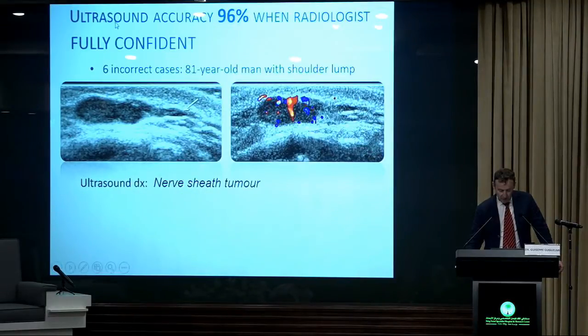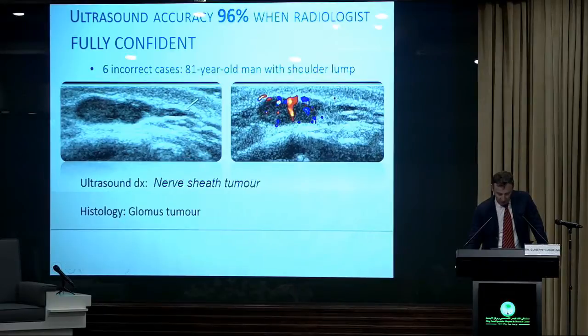So in other words, when the radiologist was fully confident, he was nearly always correct. Six incorrect cases occurred in that group. Let's have a look at some of those. This was an 87-year-old man with a shoulder lump. The radiologist diagnosed this to be a nerve sheath tumor, but the final diagnosis was a glomus tumor of the shoulder.